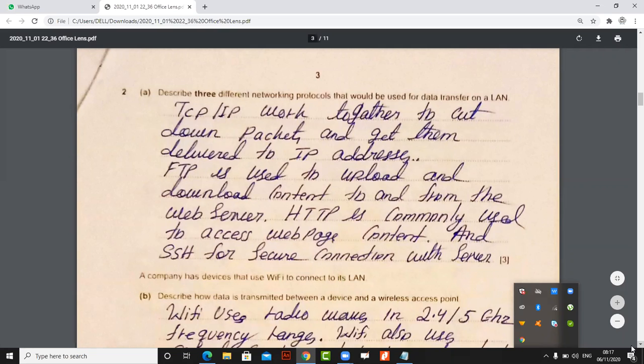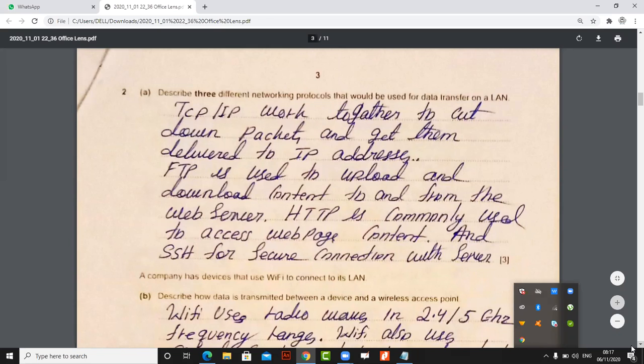Now, what they're saying is describe 3 different network protocols that we use for data transfer in a LAN. अब local internet network में आपके different protocols use हो सकते हैं. For example, TCP/IP में सबसे पहले तो obviously is one of the most important. TCP/IP basically याद अब क्या होता था? Transmission Control Protocol and IP protocol, they work together.